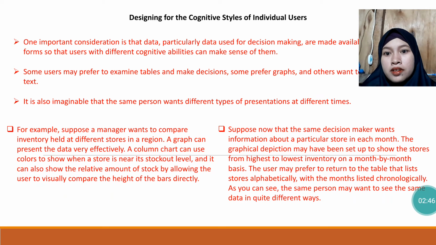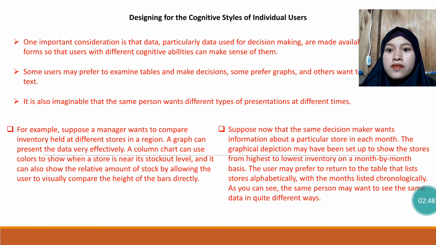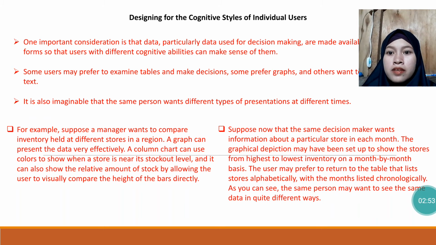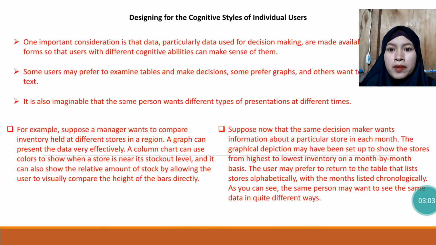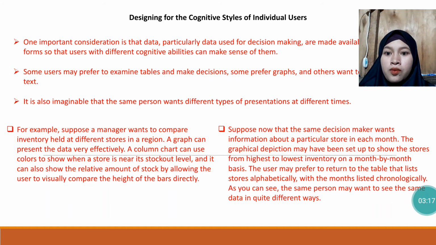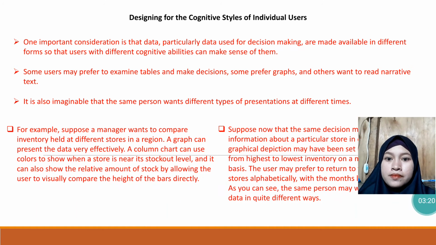Suppose now that the same decision maker wants information about a particular store in each month. The graphical depiction may have been set up to show the stores from highest to lowest inventory on a month-by-month basis. The user may prefer to return to the table that lists stores alphabetically, with the months listed chronologically. As you can see, the same person may want to see the same data in quite different ways.